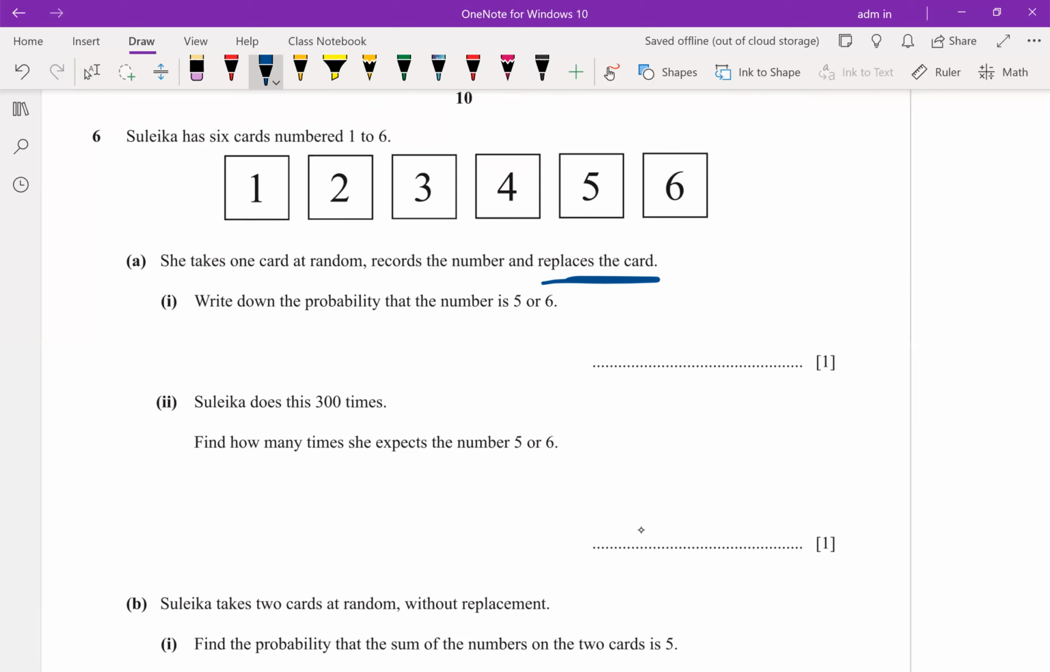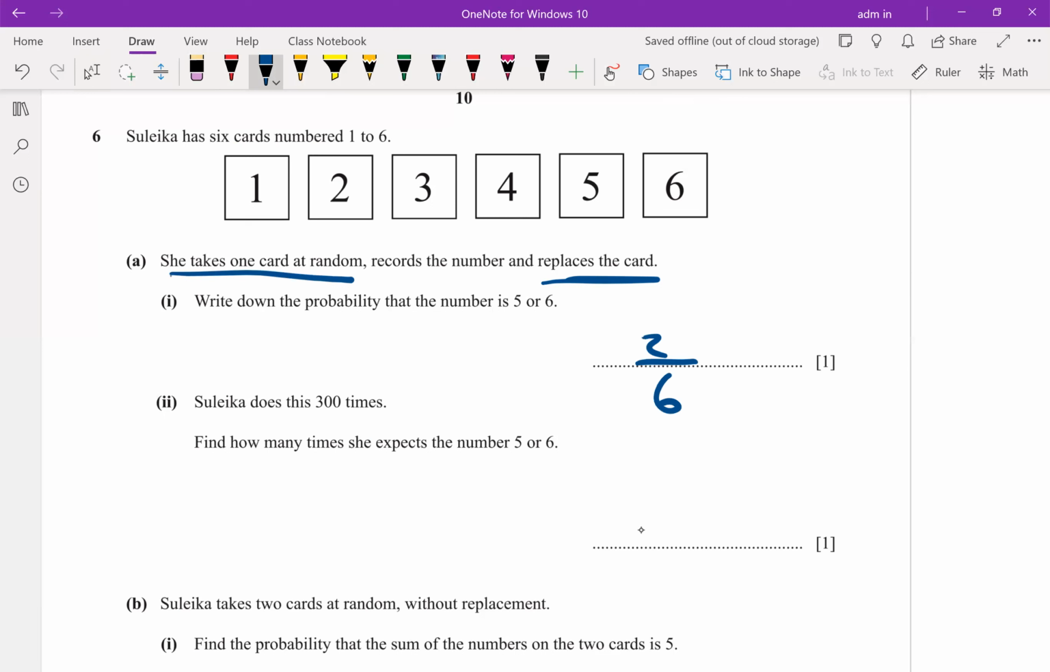Now, let us start. Write the probability that the number is 5 or 6. She takes 1 only. Write down the probability that 5 or 6. What is the answer?